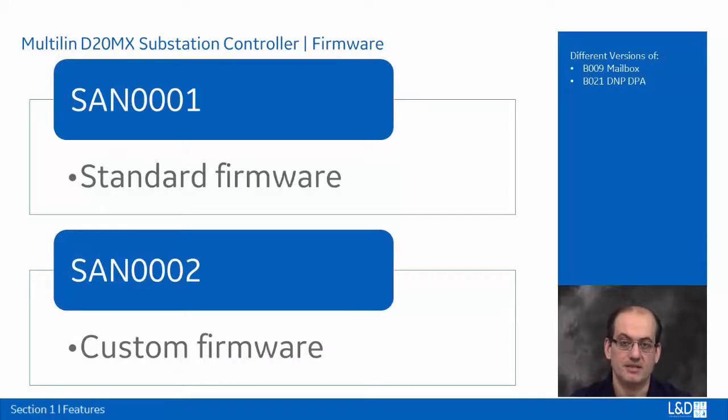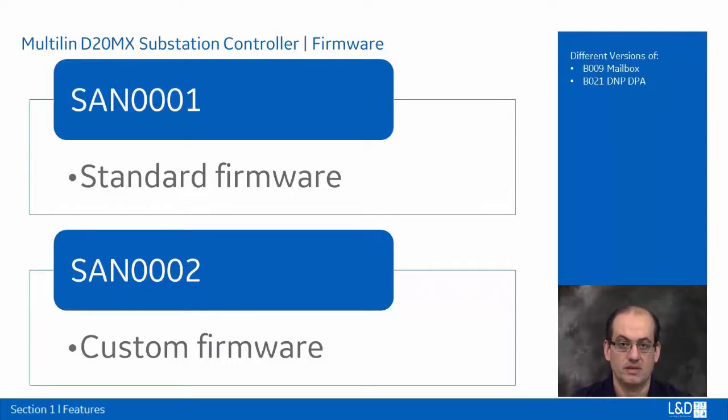The D20 MX comes with a standard firmware, which is SAN0001. That's different from previous D20 families where we had a custom firmware per customer. So all our customers are getting the same firmware.